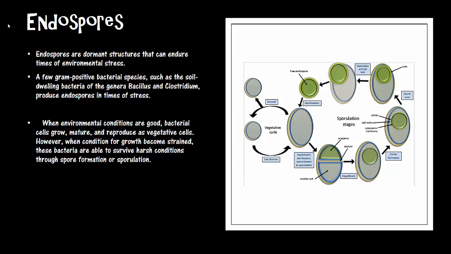Endospores are dormant structures that can endure times of environmental stress. A few gram-positive bacterial species, such as the soil-dwelling bacteria of the genera Bacillus and Clostridium, produce endospores in times of stress. When environmental conditions are good, bacterial cells grow, mature, and reproduce as vegetative cells. However, when conditions for growth become strained, these bacteria are able to survive harsh conditions through spore formation or sporulation.